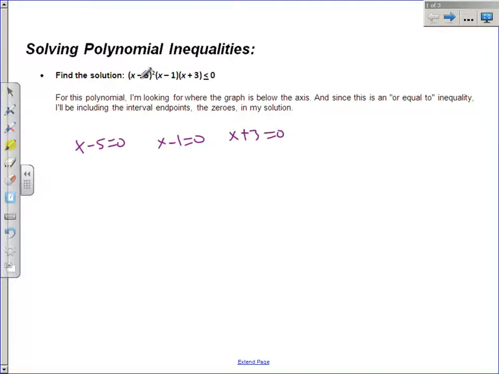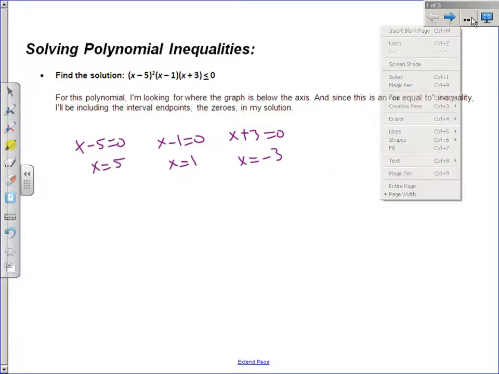All of these numbers are where it actually equals 0. So x equals 5, x equals 1, and x equals negative 3. So I've found 3 places where this graph has roots, where the graph touches the x-axis. Now, if you could graph this thing with your knowledge of polynomials, it'd be a lot easier, but I'm going to assume that you don't remember how to do that, and I'm going to show you how to do it analytically. So you find all of your zeros.